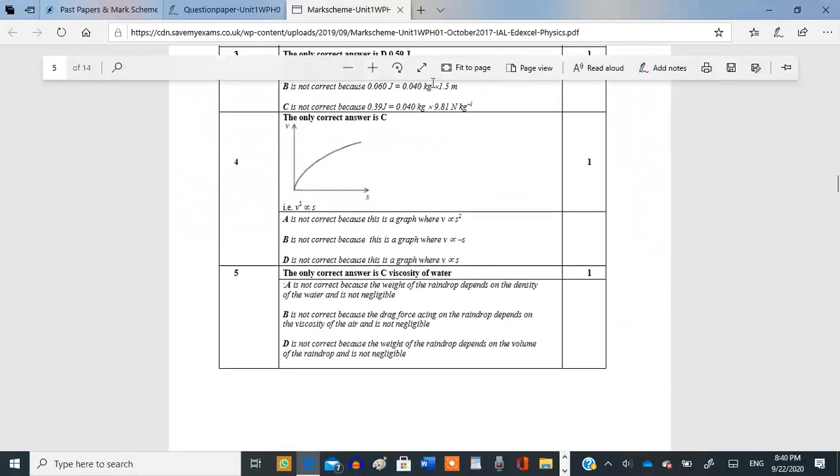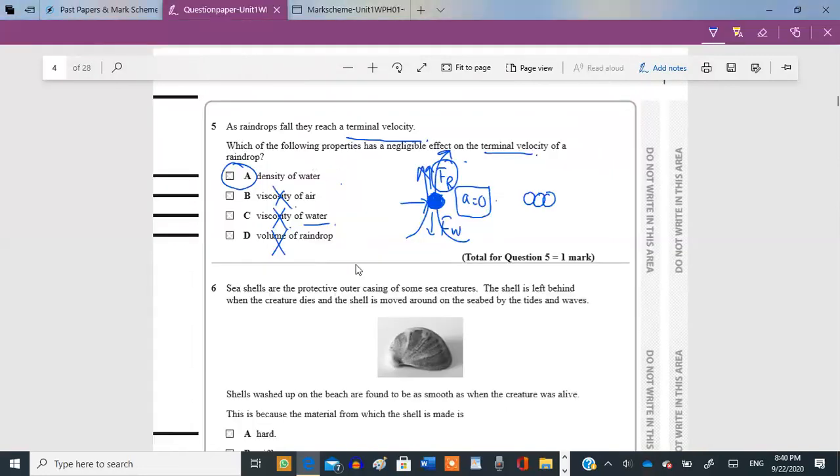Oh wait, A is not correct because weight. Oh wait, density can be linked with the weight as well, right? Density is mass upon volume. The greater the density, the greater the mass. The greater the mass means the greater the weight. So yeah, density will have its effect.